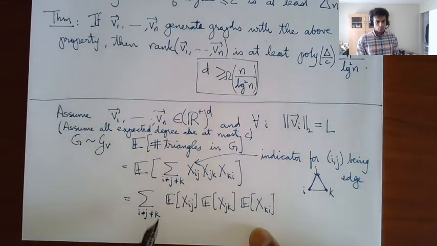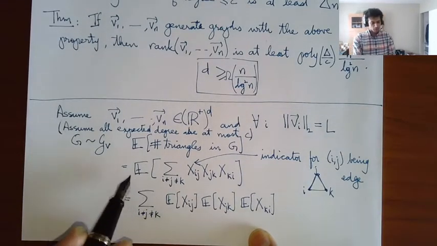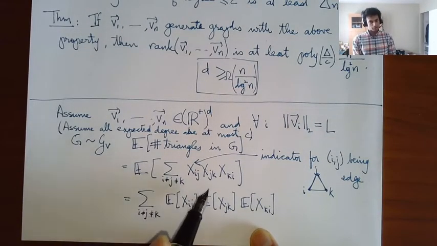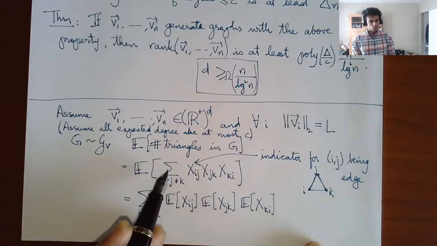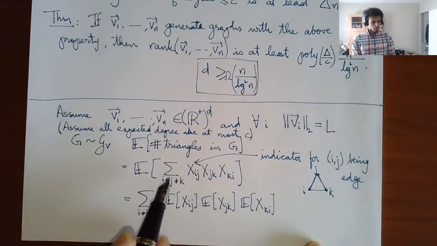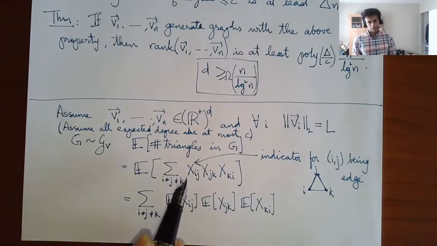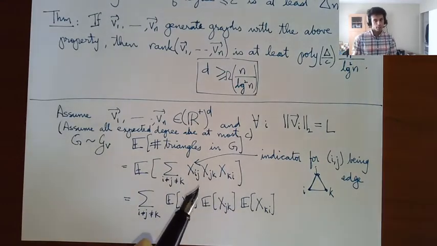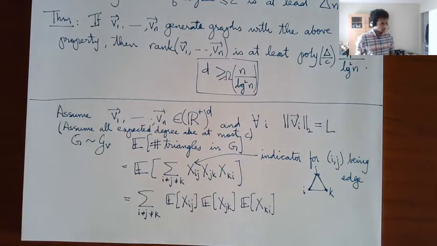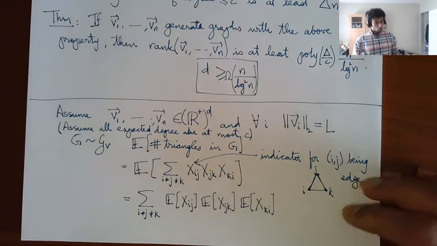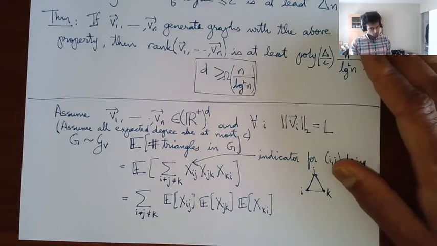So now we come to this stage. This is linearity of expectation and independence: linearity of expectation to switch the expectation and the sum, and independence to break the expectation of the product into a product of expectations. Now I'm going to do something non-trivial here.